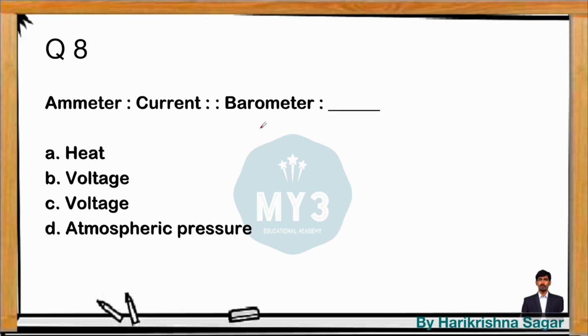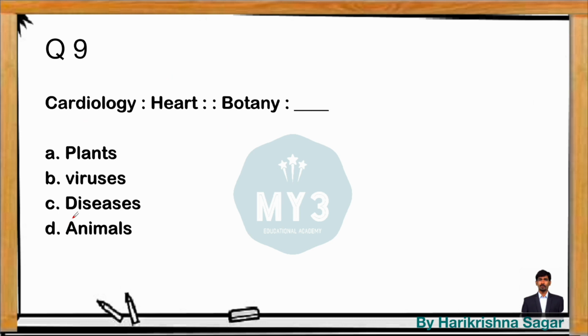Ammeter, current, barometer, what? Ammeter is a device which is used to measure the current. Barometer is a device which is used to measure the atmospheric pressure. Mark the answer D. Cardiology, heart, botany, dash. Cardiology is the study of heart. Botany is the study of plants. Mark the answer A.